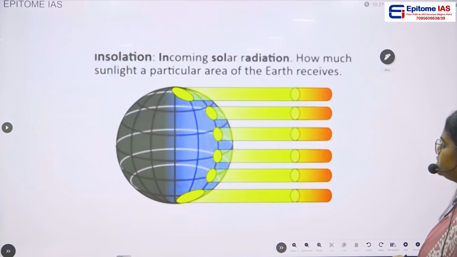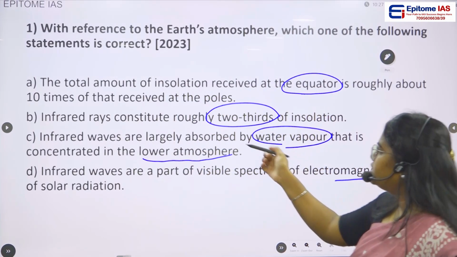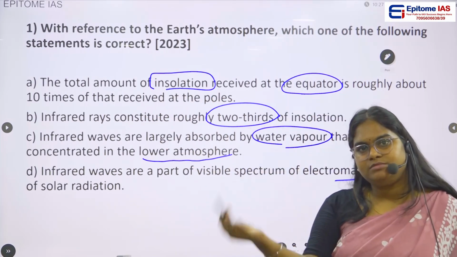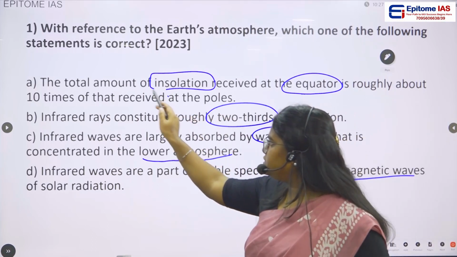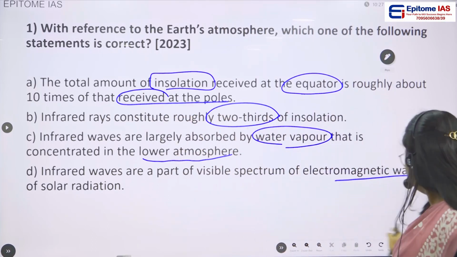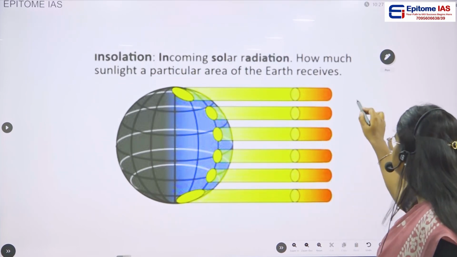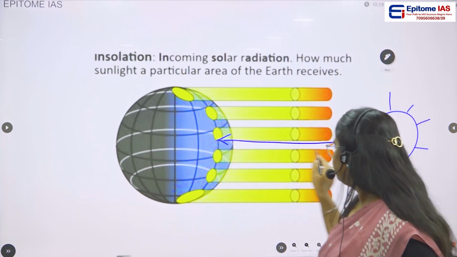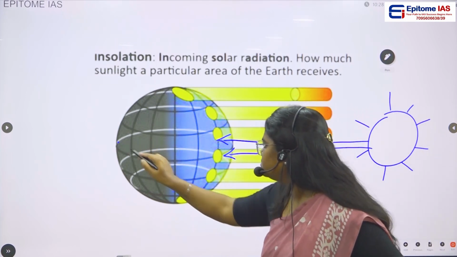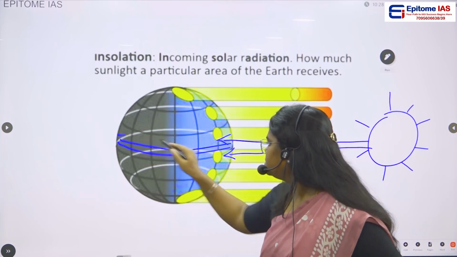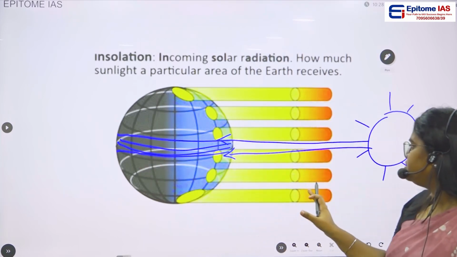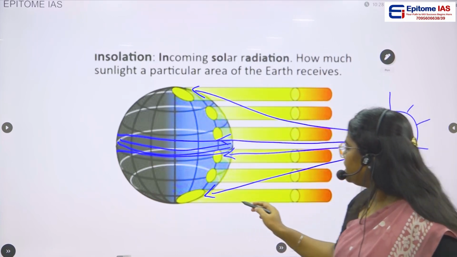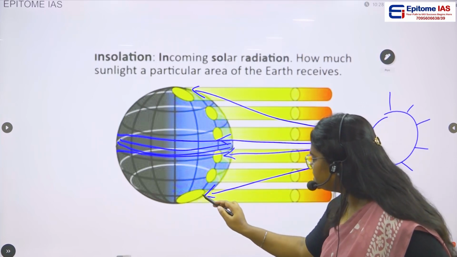So if you see here, the first statement says that the total amount of insolation received at the equator is 10 times more than the amount of insolation received at the poles. So if you see this picture, you will understand. Let us say this is the position of the sun. So the direct rays of the sun fall on the equator region. Let's say this is the equatorial region. So the direct sun rays fall in this particular region, and the rays which are falling on the poles are actually not the direct rays, they are the slanting rays.